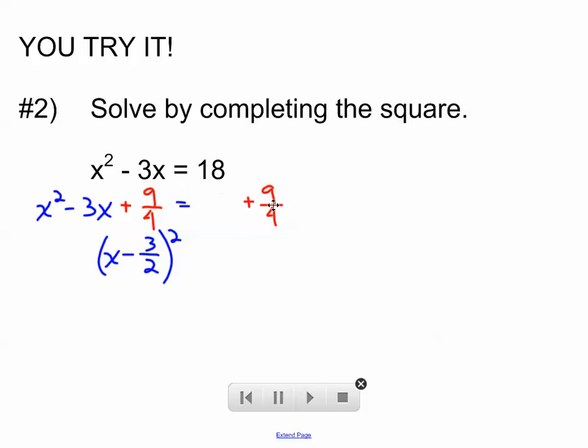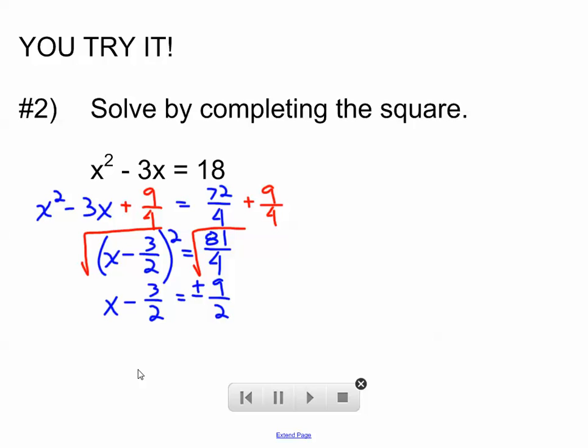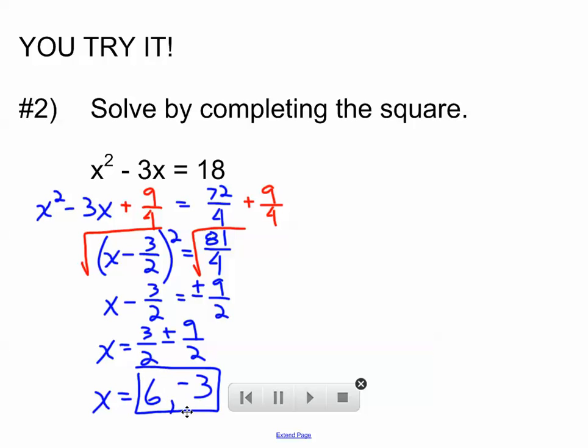And over here, I'm going to get a common denominator and add them up, 81/4. At least those are both perfect squares. That'll work out nice for us. Take the square root of both sides. Plus or minus, remember it's 2 square roots. Add 3 halves to both sides, and then simplify our answer here. We got 12 over 2, which is 6, and negative 6 over 2, which is negative 3.